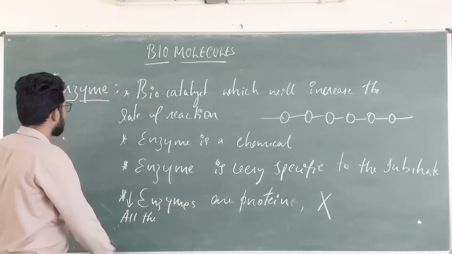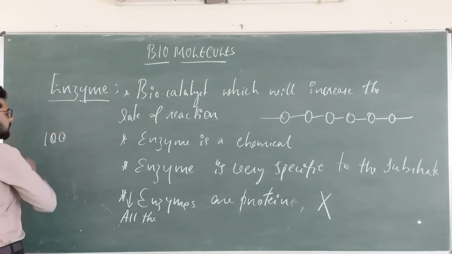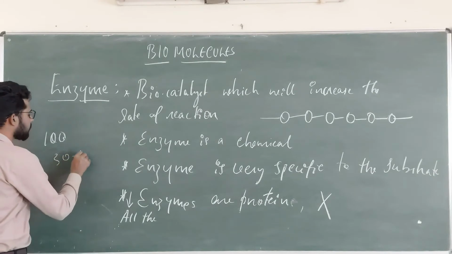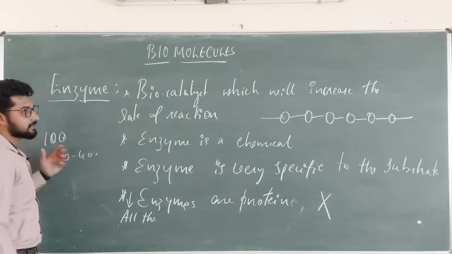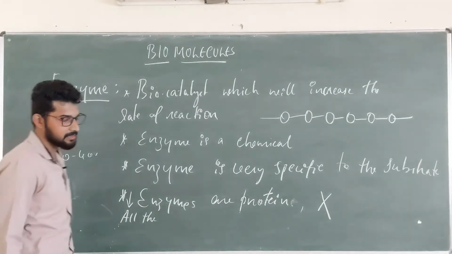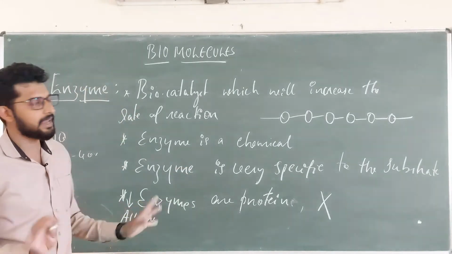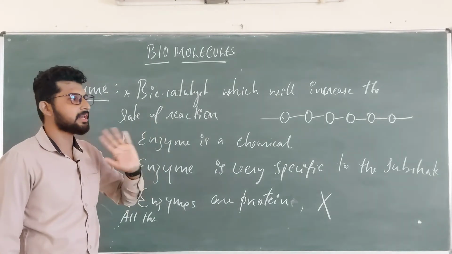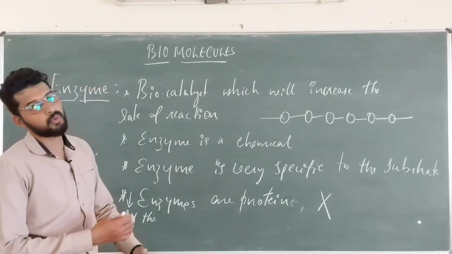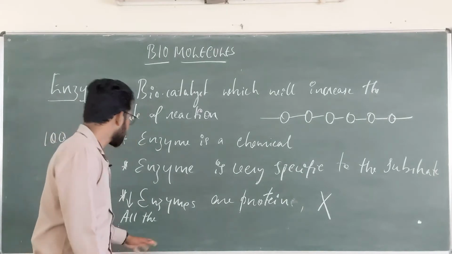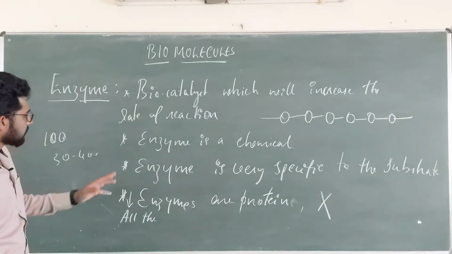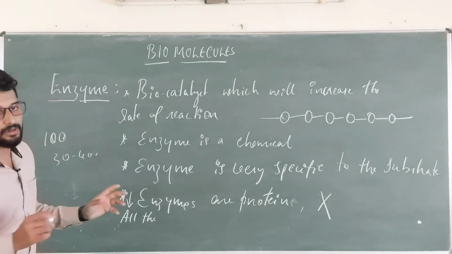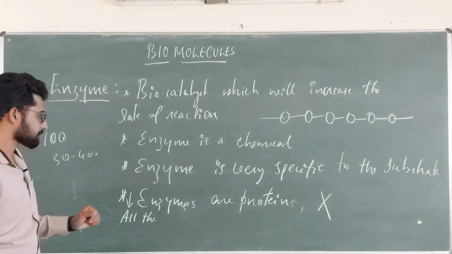Say we have 100 proteins here, okay? In 100 proteins, you can find only 30 to 40% enzymes. The remaining 60 to 70% are protein only. They do not increase the rate of reaction. They are not involved in a reaction to increase the rate. Never. Okay, that is the case. All the enzymes are proteins, but not all the proteins are enzymes.